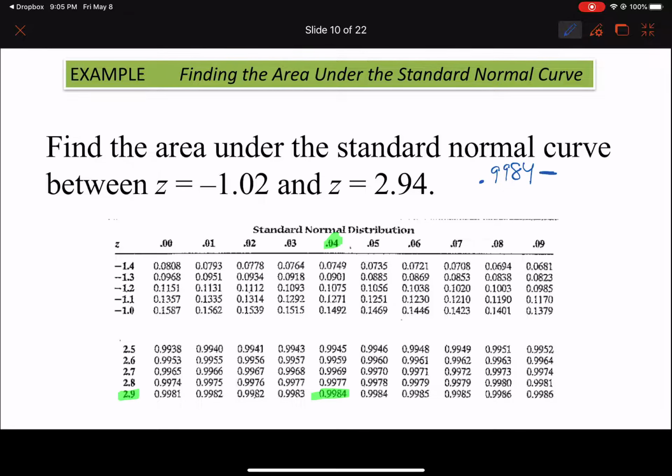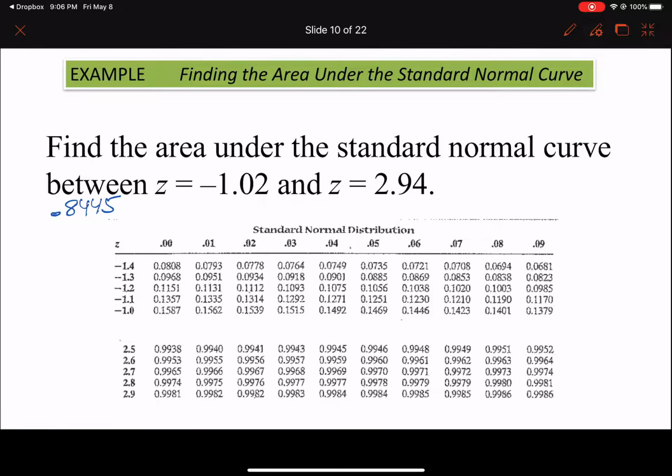0.9984 minus, and I have negative 1.02, so here's negative 1.0, here's the 2, so I get minus 0.1539. Let's stick that in my calculator. I probably could do it in my head, but I'm not going to do it because that's when I make mistakes. Okay, so I got 0.8445. Let's see how we do when we use our calculator.